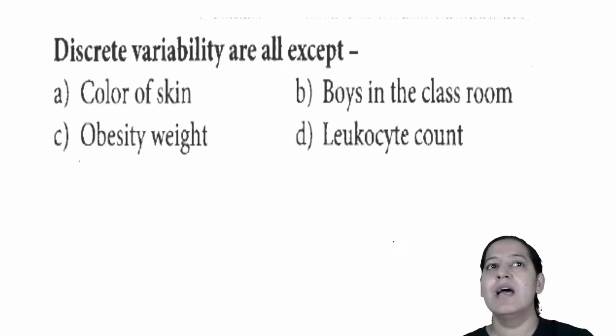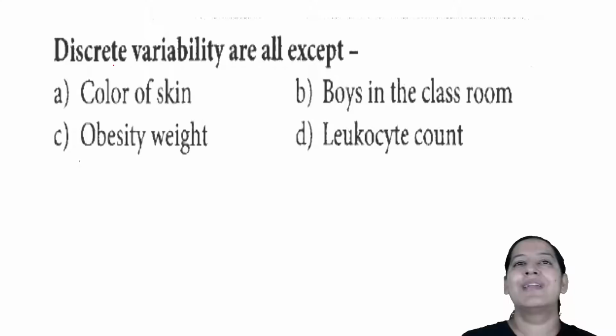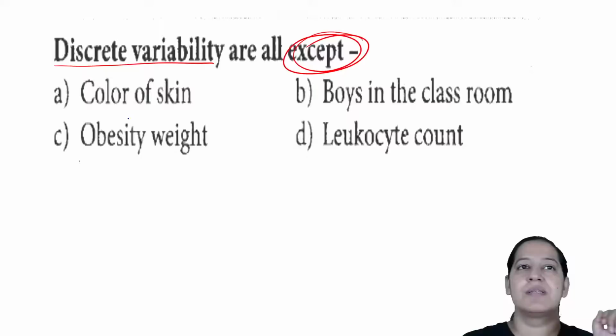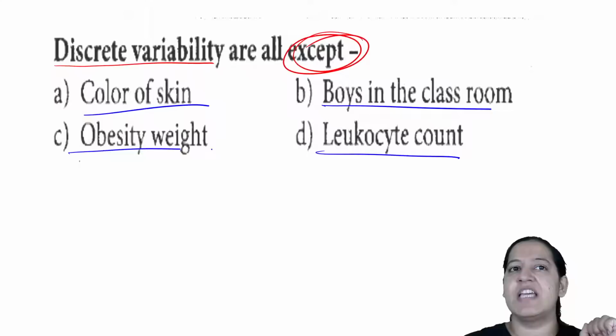Now see, the next question is in front of you. There are many beautiful questions. All of them are very tricky. So discrete variables are all except. Yes, Logesh, anyone else? Rajat, Vikas, anyone? The question contains except. You have 4 options: color of skin, boys in the classroom, leukocyte count, and obesity, weight. So all of them are discrete except.